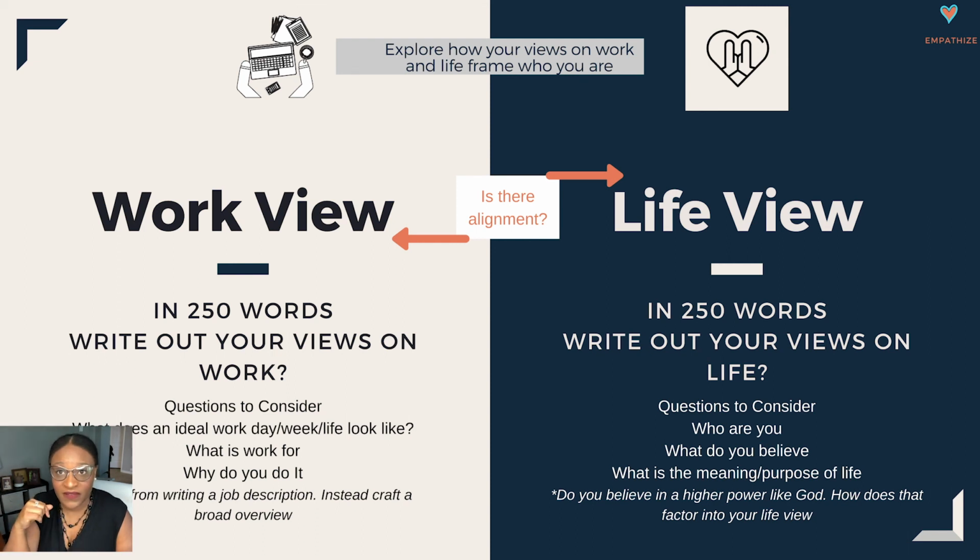Okay? I'm sorry if that was disconnected. But that's what I want you to do. I want you to write 250 words. And if there are some questions that help you to write this, it's, what is an ideal work day? What does work look like? What is work for? Why do we work? Why do you do it? Don't write a job description. Instead, craft a broad overview. Okay? That should help you write 250 words on what does work mean. What is your work view?